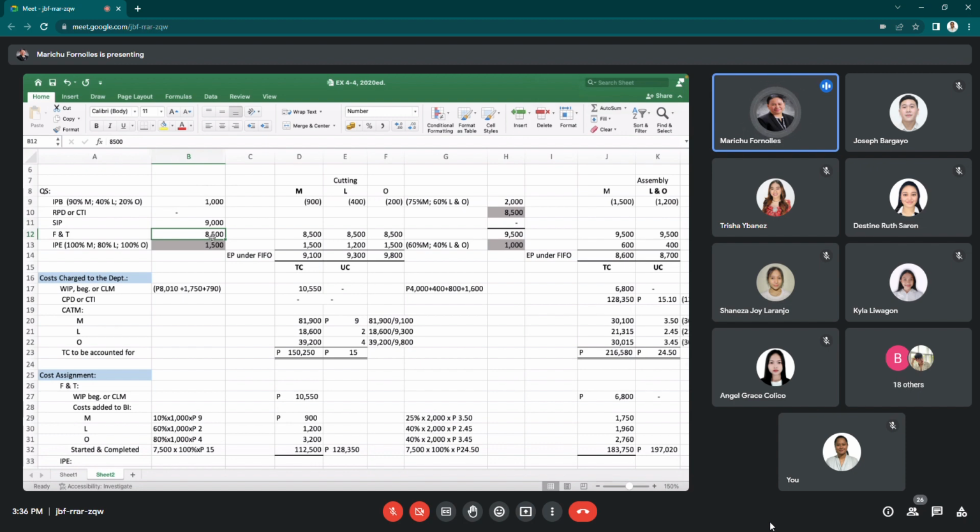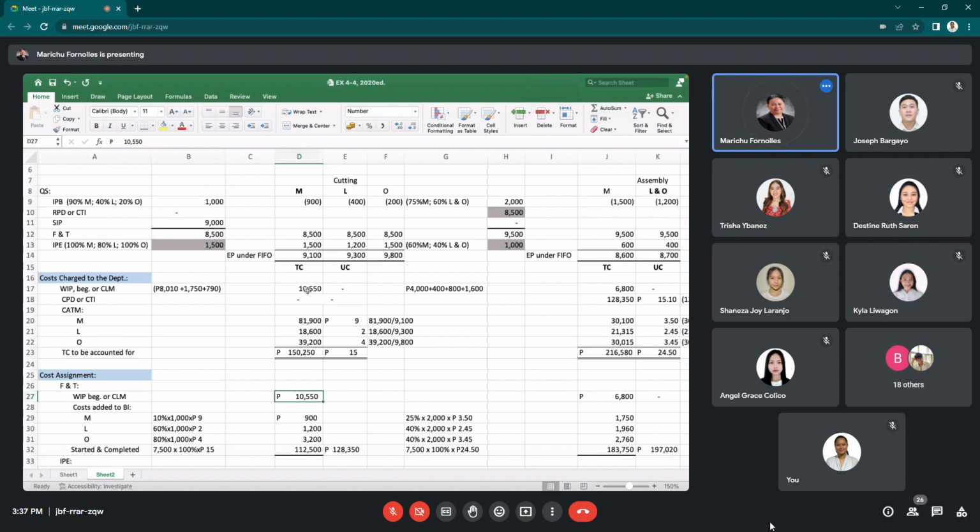So that is the F&T that were started just this month and completed also just this month. So 100% ang work done on the 7,500 units of the F&T. So of the F&T nga 8,500, the 1,000 units are being costed based on the materials, labor, and overhead applied last month with a total of 10,550.